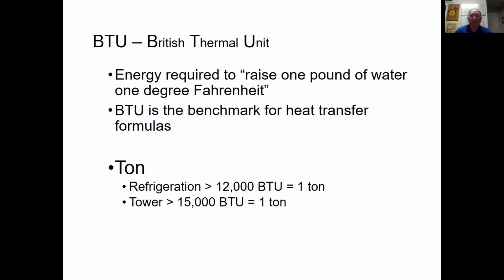So you probably heard the word ton. Ton is the definition of how many BTUs in a refrigeration ton. So in other words, 1 ton of refrigeration equals 12,000 BTUs. If you're familiar with tower water or evaporative cooling towers, a ton is defined as 15,000 BTUs equals 1 ton. So when we're talking refrigeration, and we tell you that you need 3 tons worth of cooling, that converts to about 36,000 BTUs per hour. If we're talking tower tons, we're dealing with 45,000 BTUs per hour.